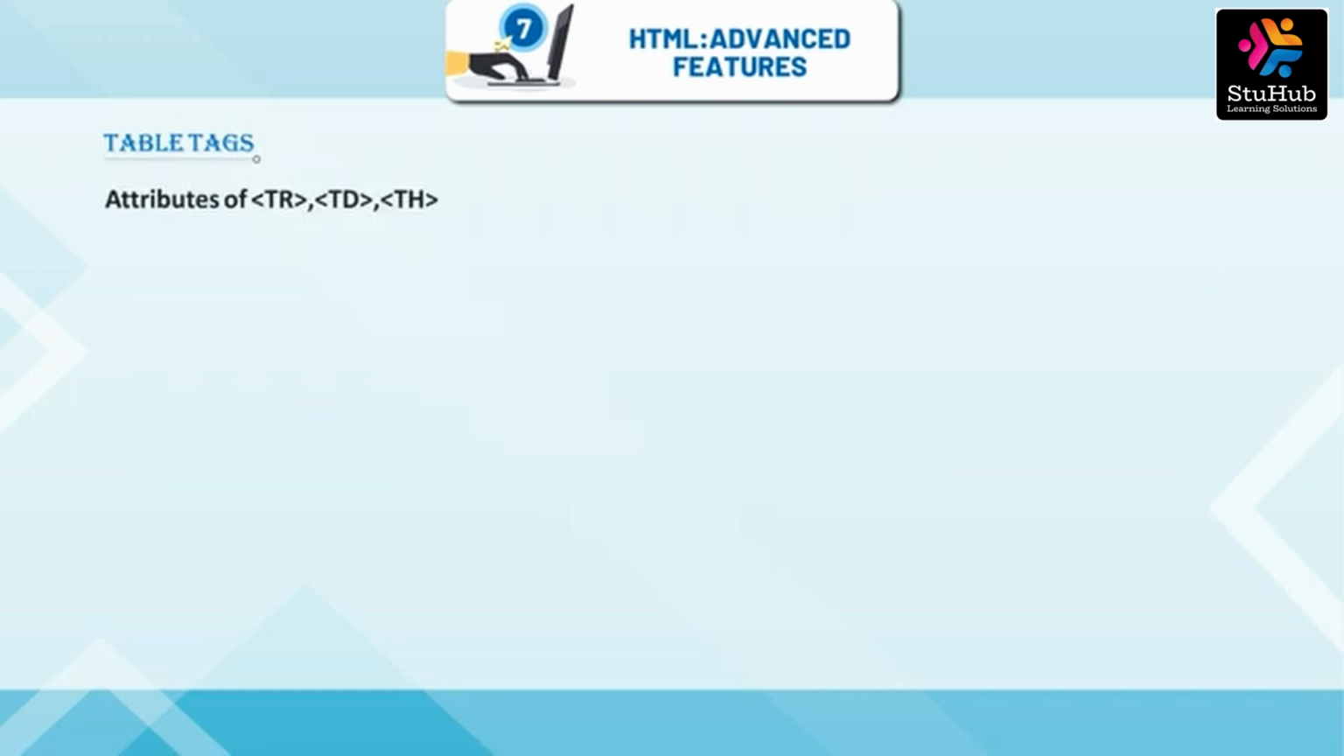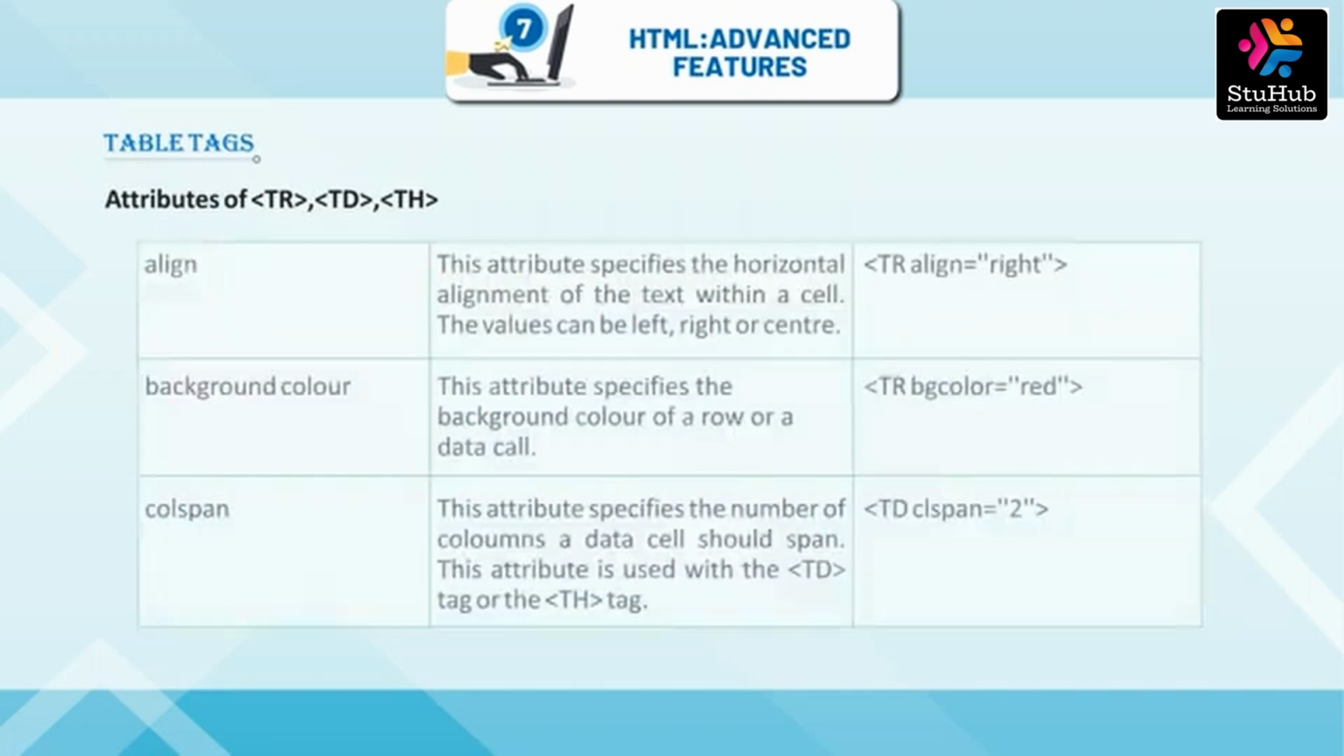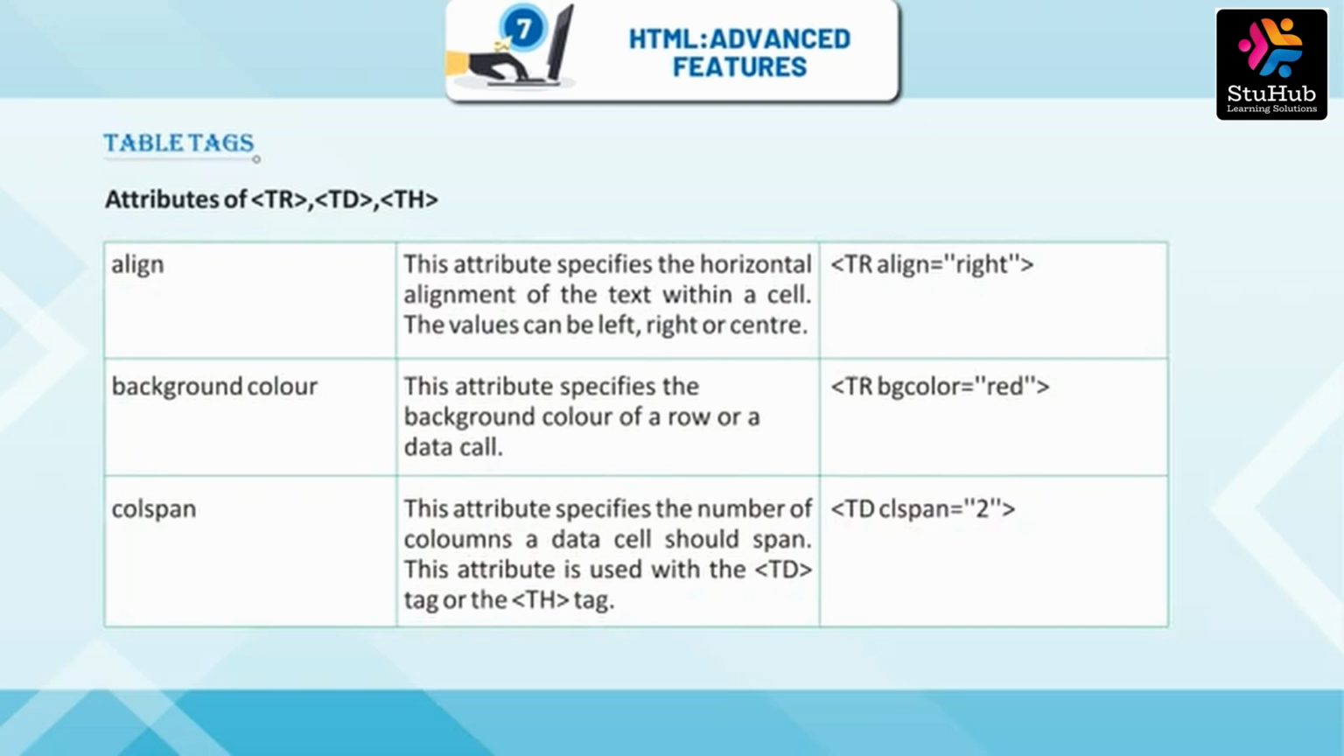Attributes of TR tag, TD tag, TH tag. Align. This attribute specifies the horizontal alignment of the text within a cell. The values can be left, right or center. Open TR tag, align equals right in double quote. Background color. This attribute specifies the background color of a row or a data cell. Open TR tag, BG color equals red in double quote.